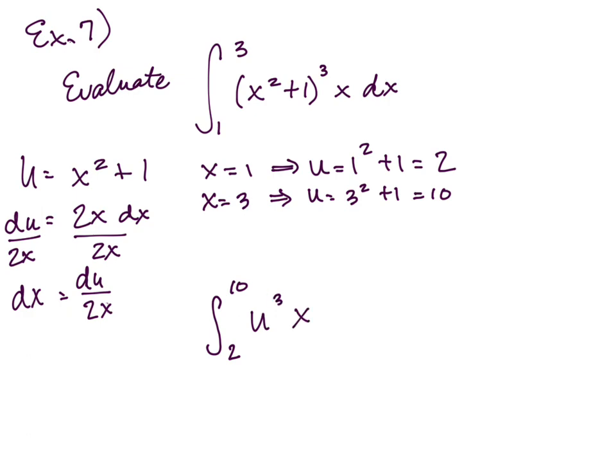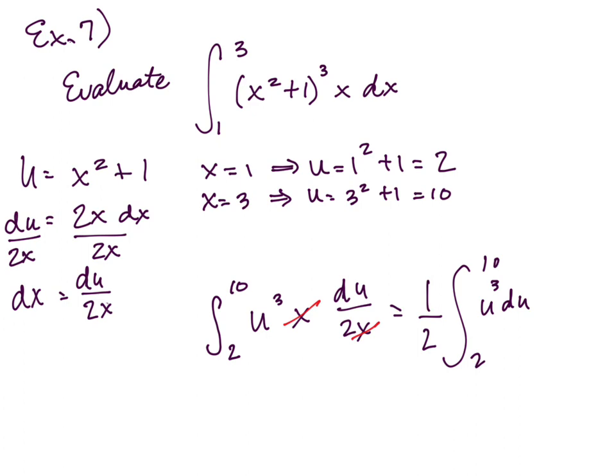There's a little x still involved here, but we're going to cancel it when we plug in our du over 2x. He goes away. So 1/2 times the integral and all that stuff. We end up with half times the integral on 2 to 10 of u cubed du. What's the antiderivative of u cubed?